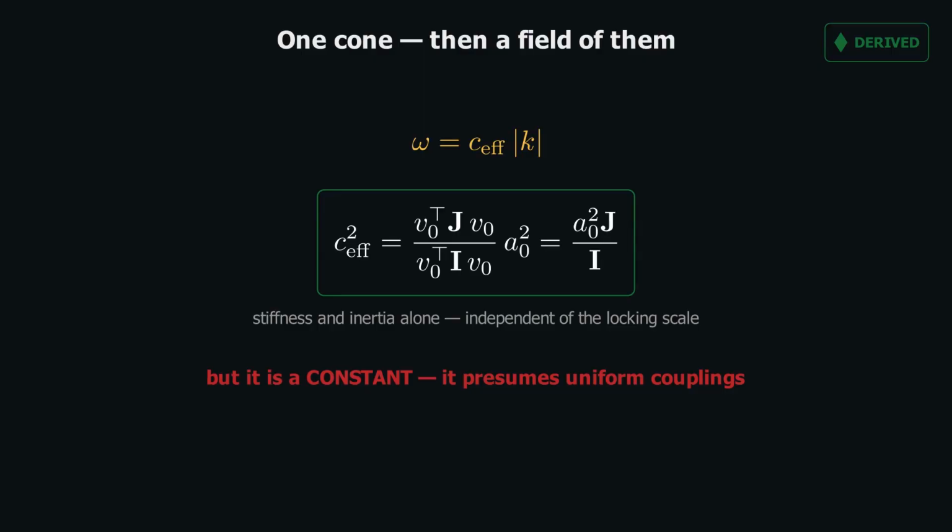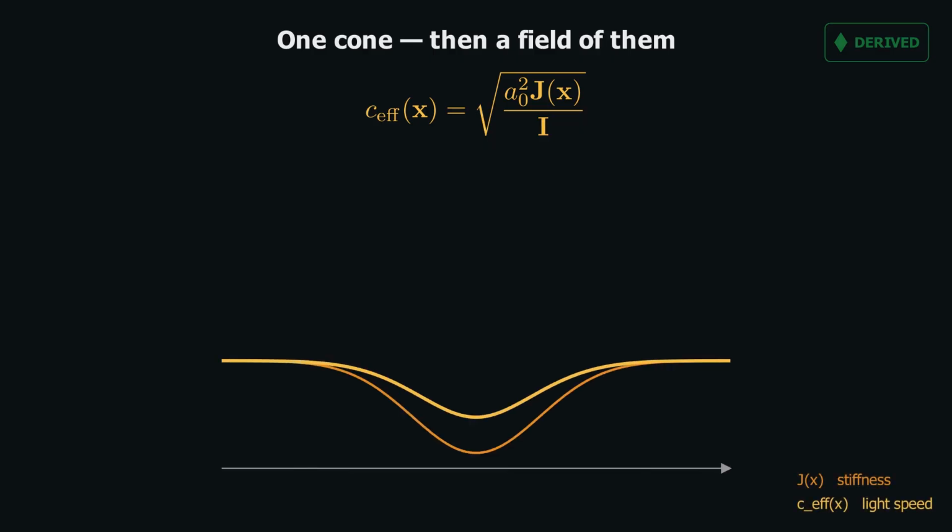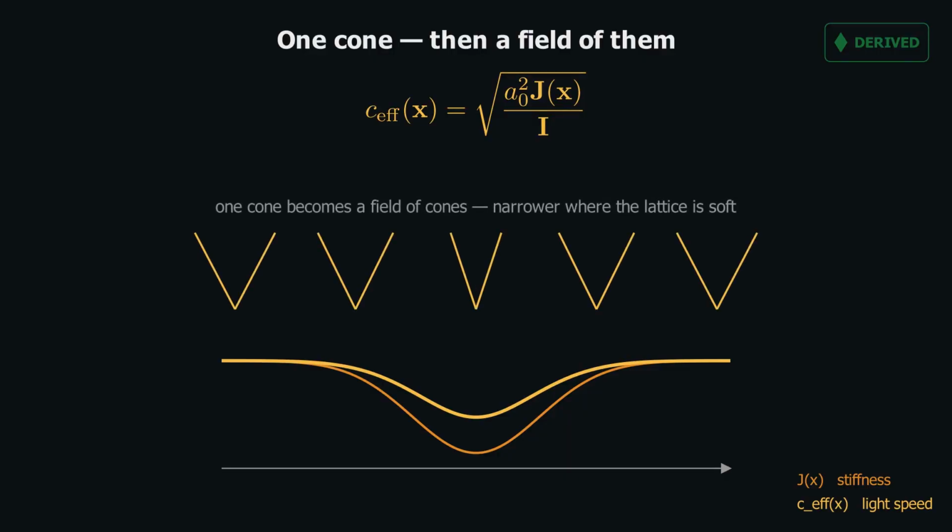But notice the hidden assumption. That formula is a single number because it presumes the couplings are the same everywhere on the lattice. So relax it. Let the stiffness carry a slow spatial profile because the condensate amplitude, or the local density, or an external strain varies from region to region. Now C effective is a function of position, the square root of A0 squared times J of X over I. One cone becomes a field of cones, each one slightly wider or narrower than its neighbor. Nothing has been added. We only stopped pretending the lattice was uniform.